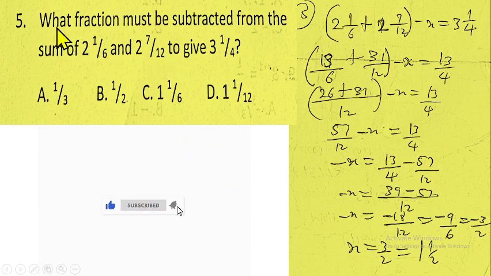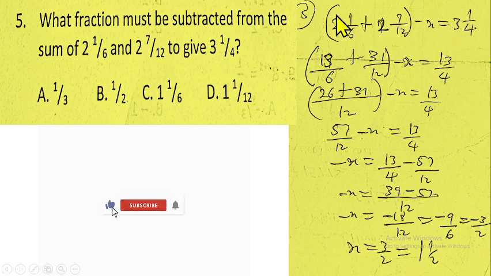Question number 5. What fraction must be subtracted from the sum of this and this to give this? So if you add this and this together, and you subtract another fraction from it, then it will give us this. That is what you have done here. When you add this together, you remove a fraction from whatever you get to give us this.